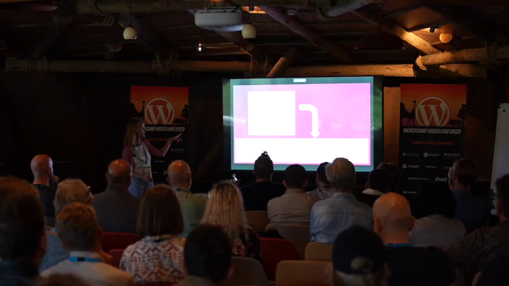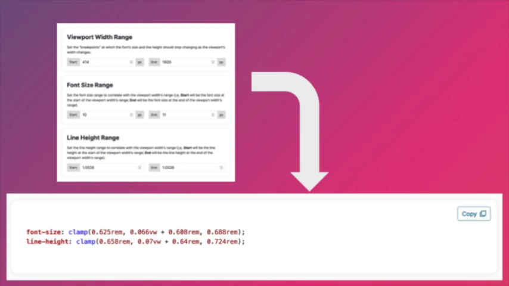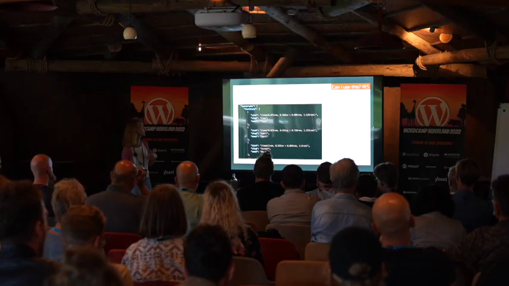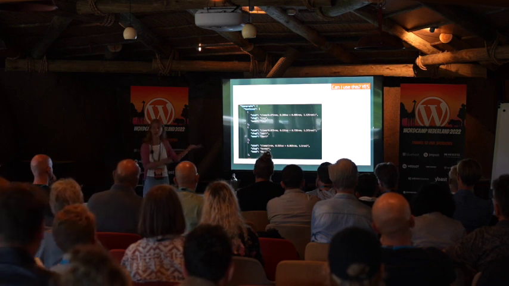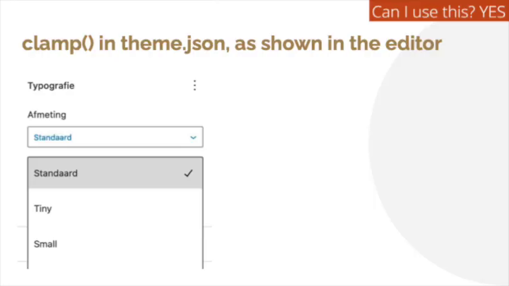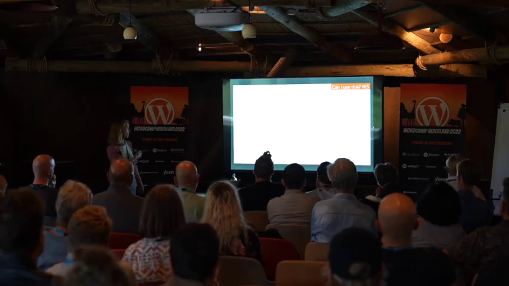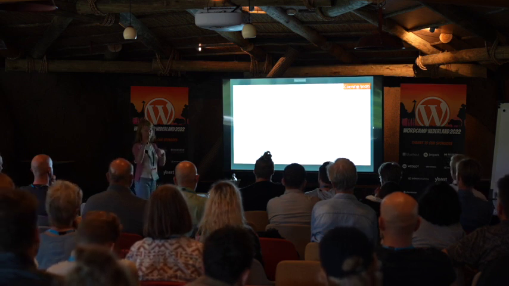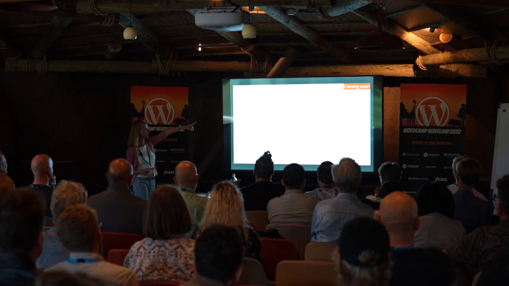You don't have to calculate the middle value yourself. It's no fun, but you have tools online to help you out with it. In Team JSON, you can just write it out. You can discuss whether we still need a fallback for real cross-browser support, or if it's okay to just use it this way. But this will work. In Team JSON, I have defined my font sizes using the clamp. In my editor, I just get the names of my font sizes. I get everything printed out in my CSS, and it just works without having to change anything for all the different levels.